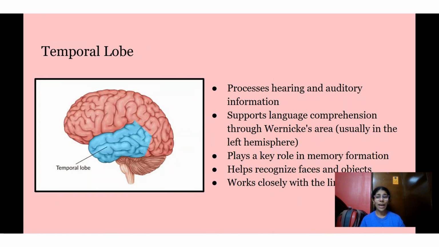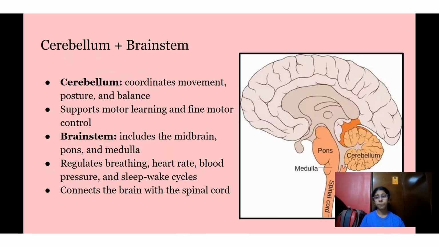Fourthly, we have the temporal lobes. The temporal lobes help in the processing of hearing and auditory information. It supports language comprehension through the Wernicke's area, usually also in the left hemisphere, plays a key role in memory formation, helps recognize faces and objects, and works closely with the limbic system. Now, it is seen that patients who present with damage to their Wernicke's area have warbled speech, and so the W from warbled and W from Wernicke's are essentially associated together to understand that warbled speech is often a symptom of damage to the Wernicke's area.